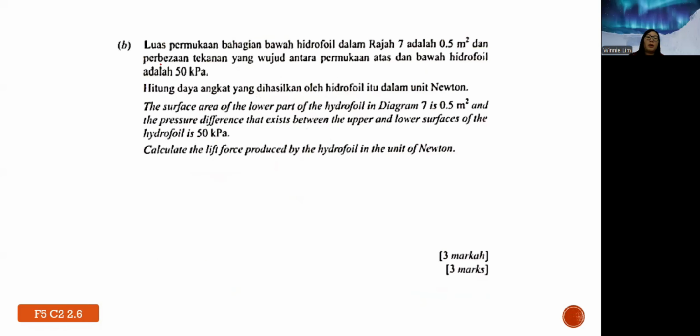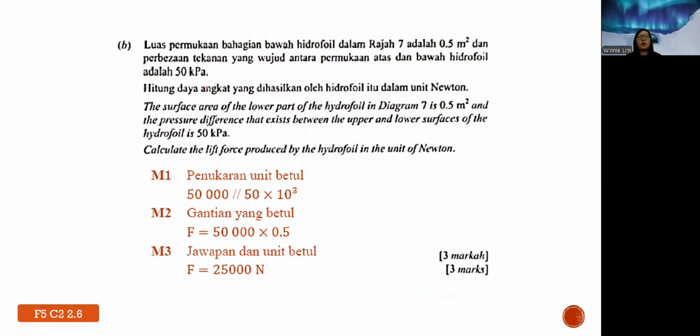Okay, so part B. The surface area of the lower part of the hydrofoil in diagram 7 is 0.5 meters square, and the pressure difference that exists between the upper and lower surface of the hydrofoil is 50 kilopascal. Calculate the lift force produced by the hydrofoil in the unit of Newton. So how do we solve the question?